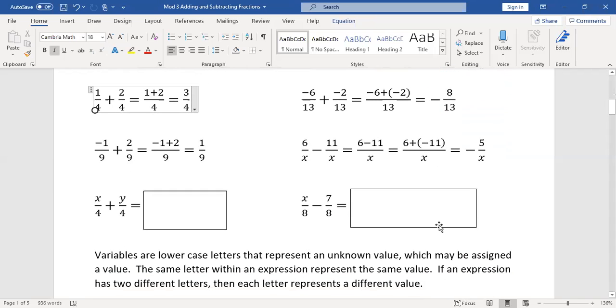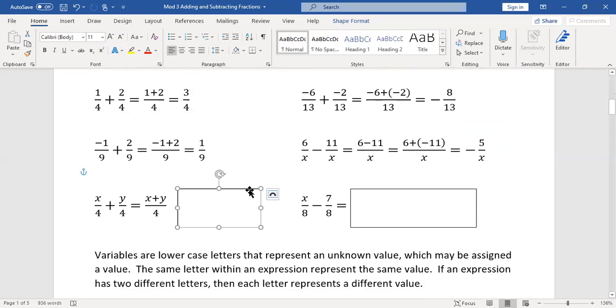My fifth example, I have a common denominator of 4 and 2 separate values on top, an x and a y. We don't know what value they are, but we know they're different. Because they're different letters, I can't add those. I just leave it like it is.